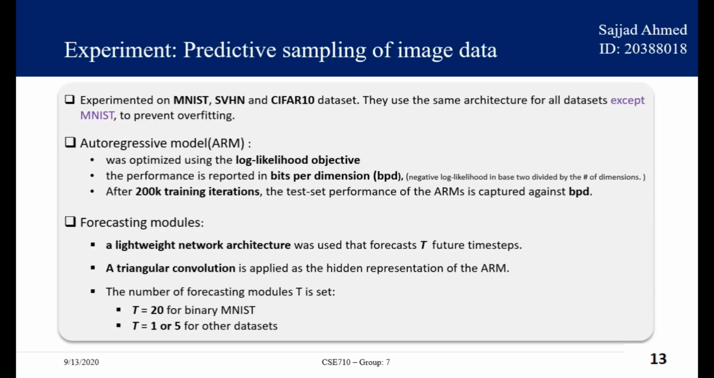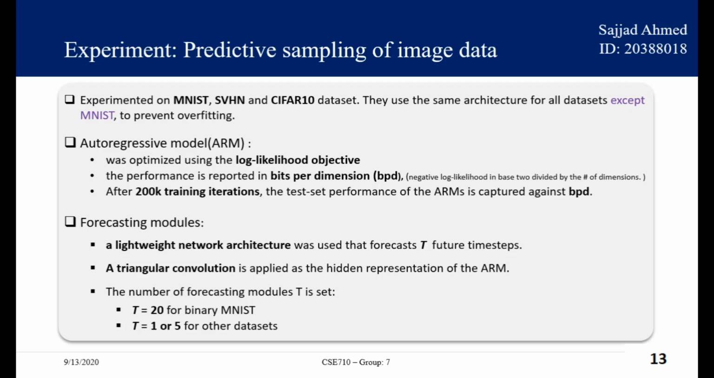The authors have proposed 2 different approaches for this experiment. The first one is predictive sampling of image data, where they use 3 different datasets. They use the same architecture for all the datasets except for MNIST to prevent overfitting. The autoregressive model was optimized using a log likelihood objective. The performance was reported in bits per dimension, or BPD. After 200k iterations, the performance was captured against BPD.